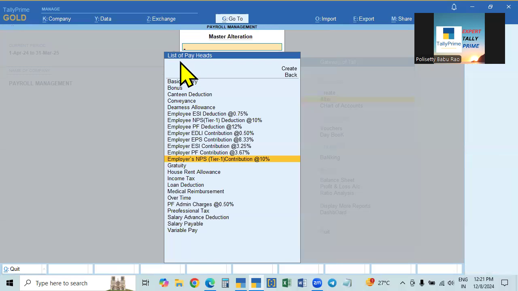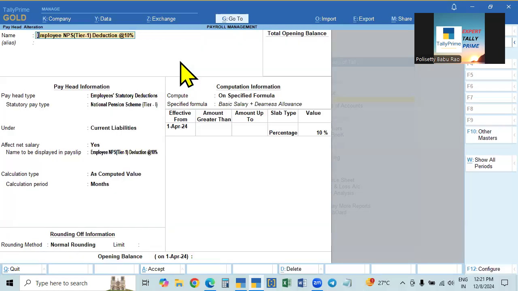I have taken employer here, but this is NPS employee deduction, 10%. Employers will generally not be happy and will not accept contributing 10% of the salary. If they don't like to contribute, they will not deduct from the employee either. If it is deducted from the employee, they definitely have to contribute. That is why it is only optional. If they both agree, then it will be deducted.